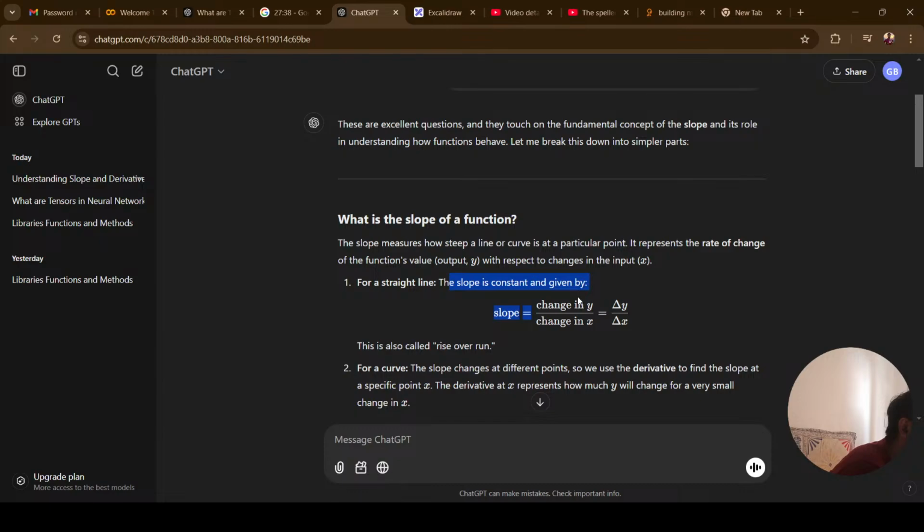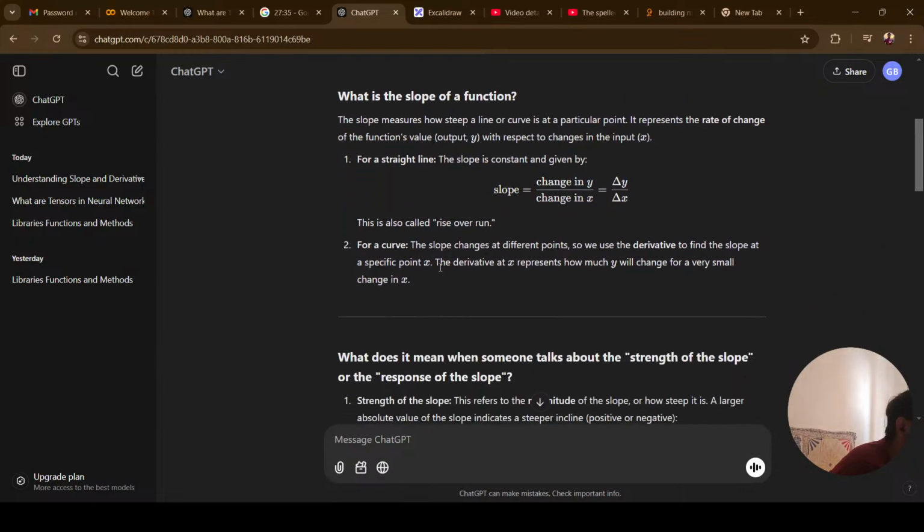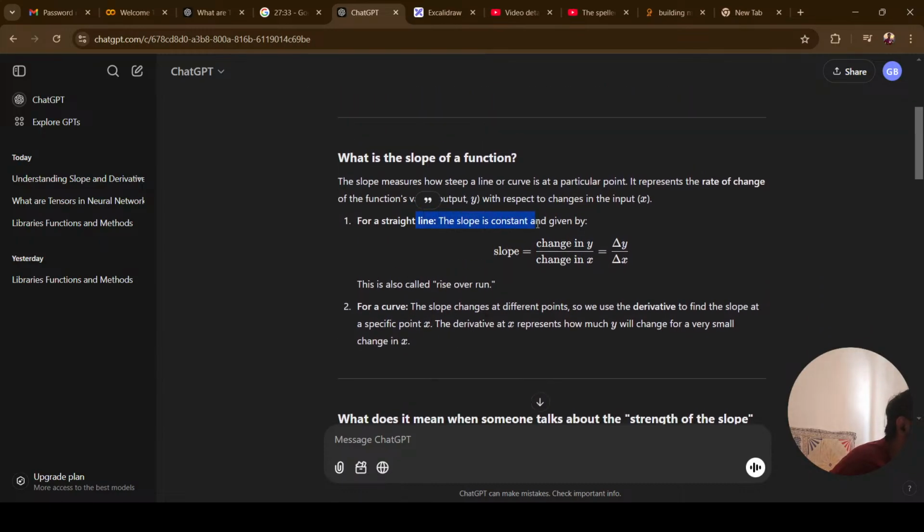For the slope is given by change in y. This is one. For straight line, the slope is constant and given by change in delta y by delta x. This is called rise over run. The slope changes at different points, so we use the derivative to find the slope at a specific point x. For a curve, the slope changes at different points, so we use the derivative to find the slope at a specific point x. Okay. So the derivative of x represents how much y will change for a very small change in x.